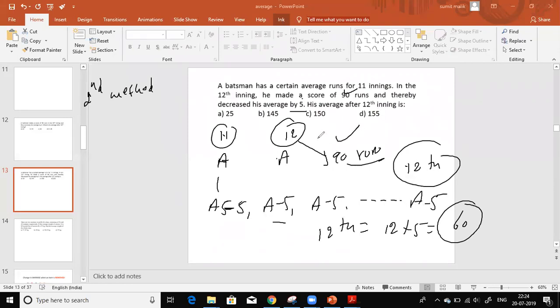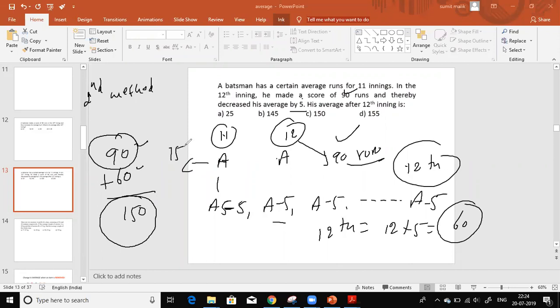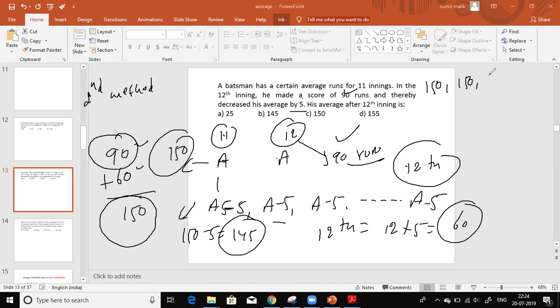So in his 12th inning he scored 90 runs, but he is scoring 60 runs less. It means if he scored 60 more runs, there would be no effect on his average. But he is scoring 90 runs. How much less? 60 runs. So 150 was his original average and the new average will be 145. If he scores 150 runs in his 12th inning, then there will be no effect on the average.